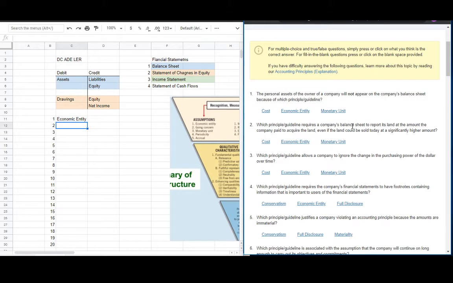Yung number 2, the principal guideline that requires a company's balance sheet to report its land at the amount the company paid to acquire the land, even if the land could be sold today at a significantly higher amount, is the cost principle or historical cost principle.